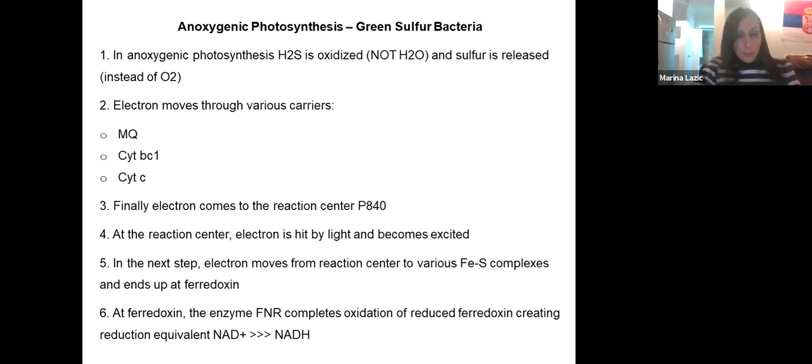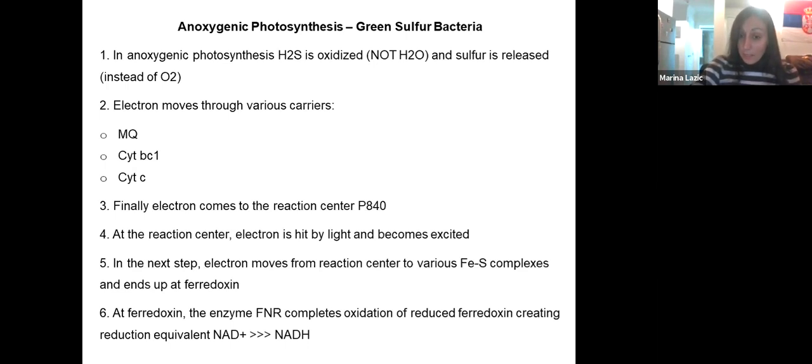And all remains similar. Electrons are moving through various carriers, again, quinone pool and cytochromes. And finally, electrons come to the reaction center, P840, which is nothing else but a photosystem. It's an analog to the photosystems that you heard about in oxygenic photosynthesis. So at the reaction center, what's happening is electron excitation by light. So the electron goes from a lower to a higher energy state and moves later on through various iron-sulfur complexes. The electron ends up at ferredoxin.